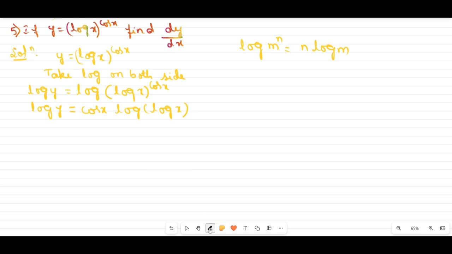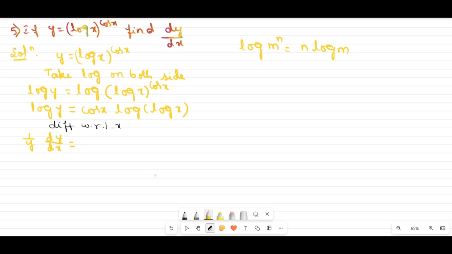So now I will differentiate with respect to x. If you differentiate with respect to x, let us see what you will get. As usual, 1 by y dy by dx. If you observe from the first problem, the left hand side is the same, 1 by y dy by dx. There are no changes.